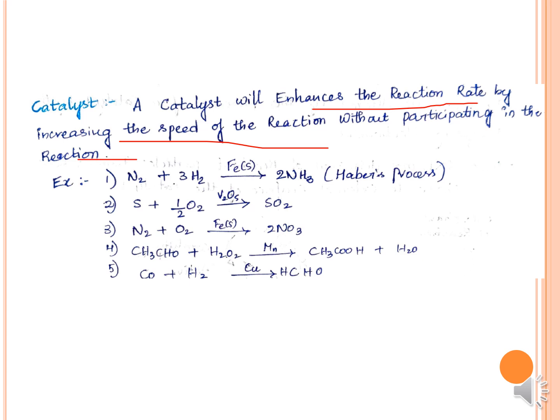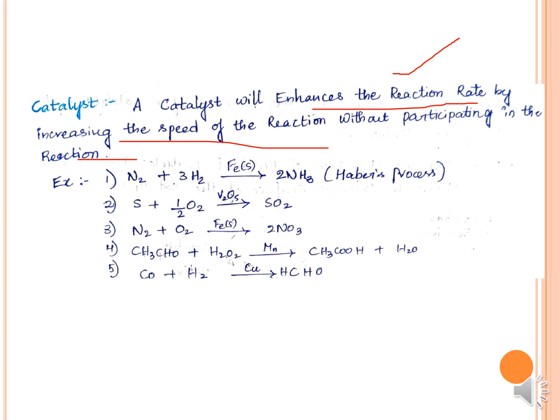That means, let us take Haber's process, where ammonia is produced from the reactants nitrogen and hydrogen in the presence of a solid catalyst like iron. This solid catalyst Fe will not participate in the reaction, will not be consumed in the reaction, but it will increase the speed of the reaction by which the reaction rate will be enhanced.